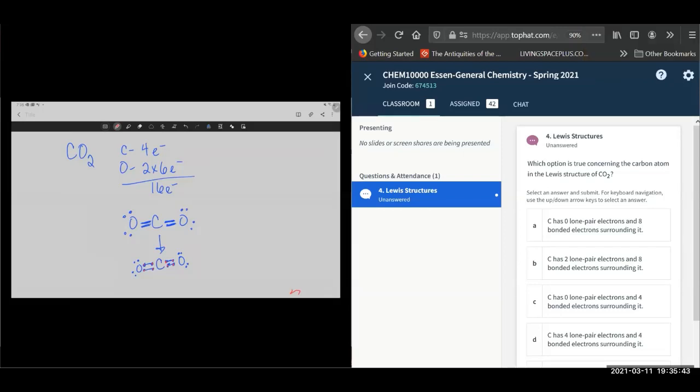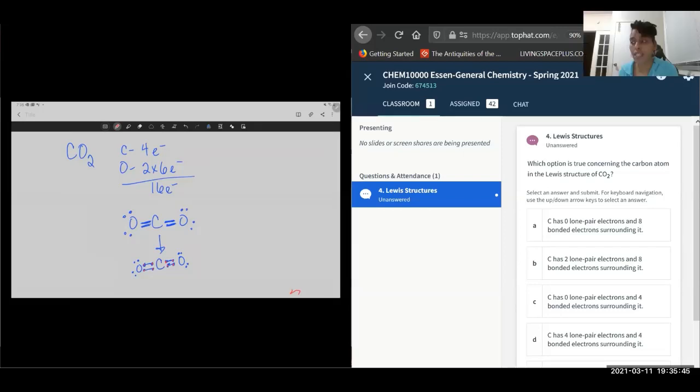Bonded. They're bonded. If we look at C, C says it has zero lone pair electrons and 4 bonded electrons. No, if it said 4 bonded pairs of electrons, then that would have been right. So the answer is A.